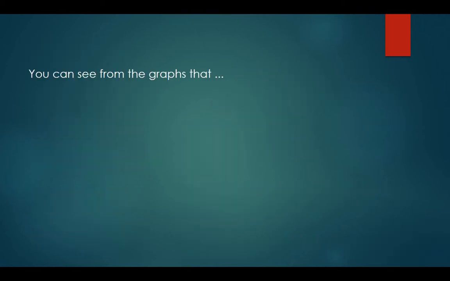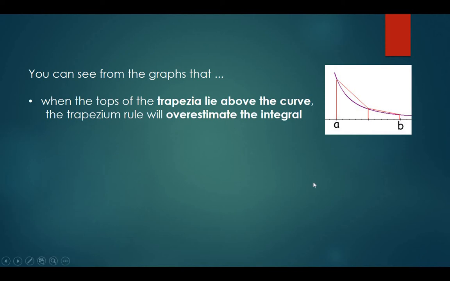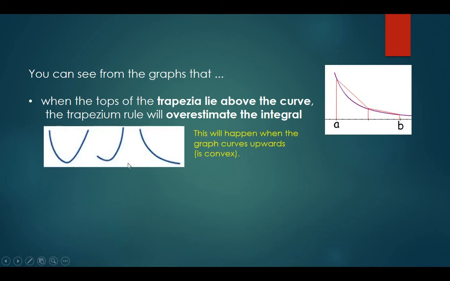So from the graphs we can see that if the tops of the trapezia lie beyond the curve, then the trapezium rule is going to give an overestimate for the integral, only if that's true for every trapezia in the graph. This is always going to happen if our curve curves upwards, so we've got a gradually increasing gradient. This is called a convex curve, and you'll learn a lot more about curvature in Year 13.